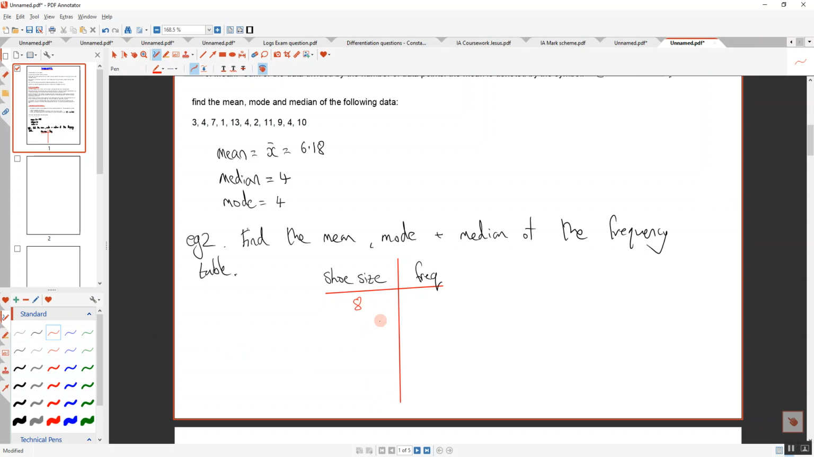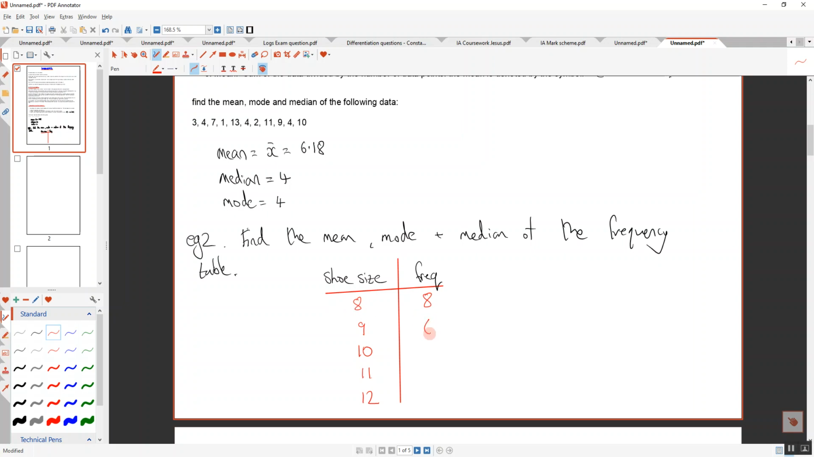Quantitative. Yeah, this is a bit of a tricky one actually, because some people say it's discrete, some people say it's continuous, but it's definitely discrete, because it can't take 3.694. So we'll say it's discrete. So frequency, we've got 8 people with a shoe size of 8.